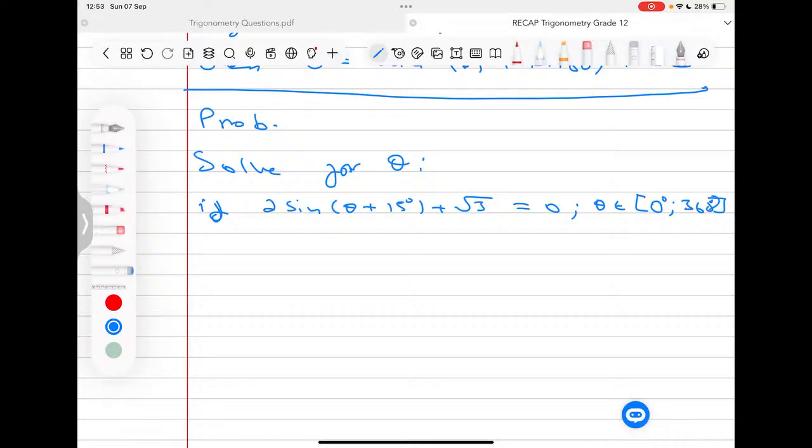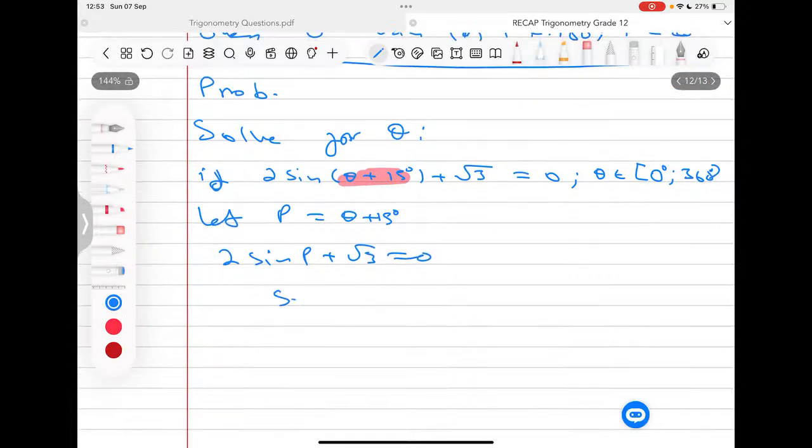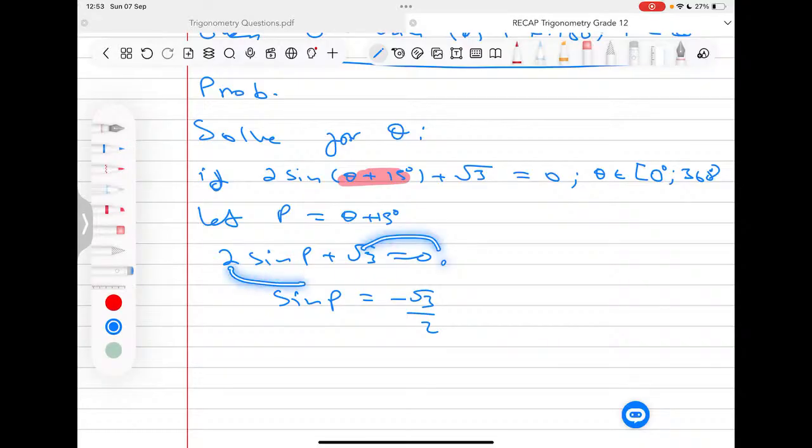And to make our life easy, we'll then start by saying let P be equal to theta plus 15 degrees. So I'm taking this guy here to make him to be a single value like a P. So this means here I'm going to have a 2 sine P plus √3 being equal to 0. Then I'm going to say sine P is equals to -√3 over 2. I'm taking the √3 to this side and dividing by the 2, right?